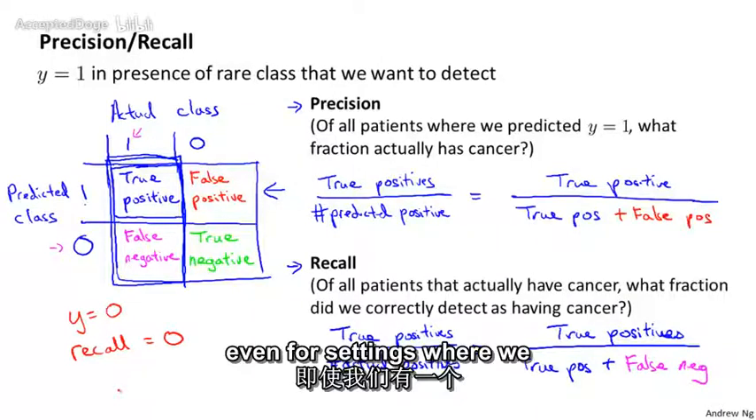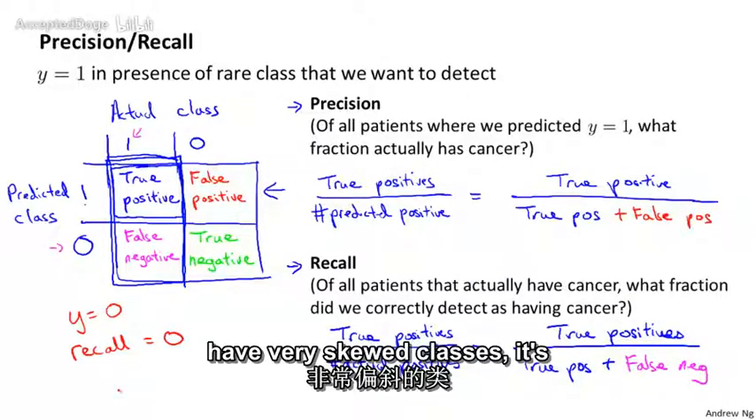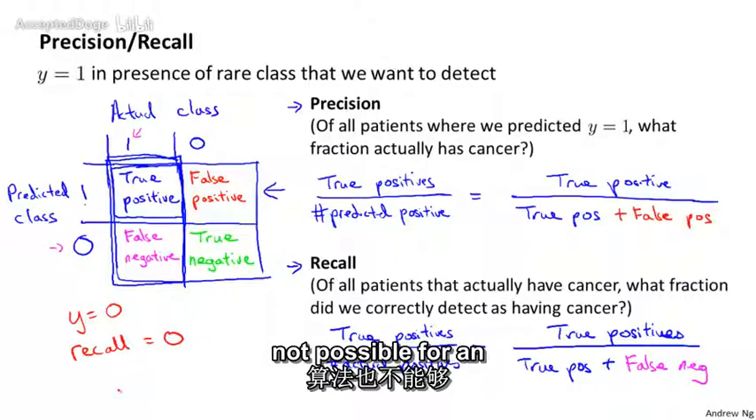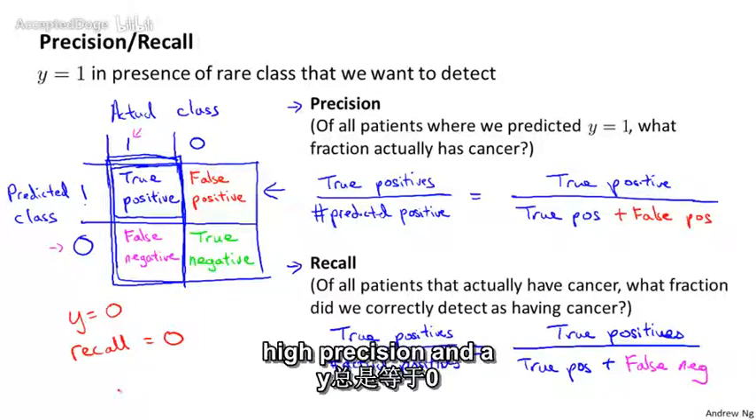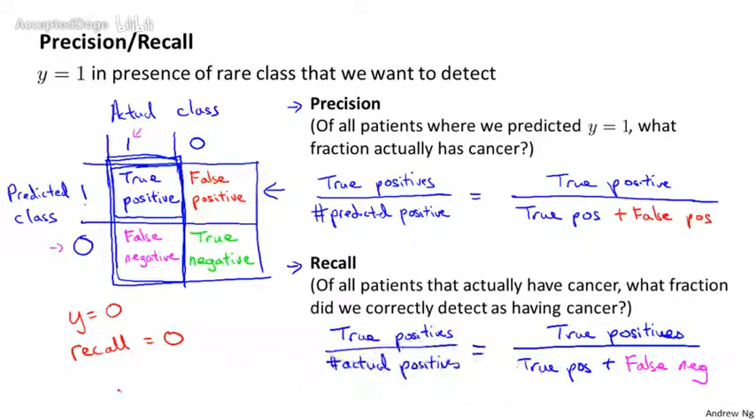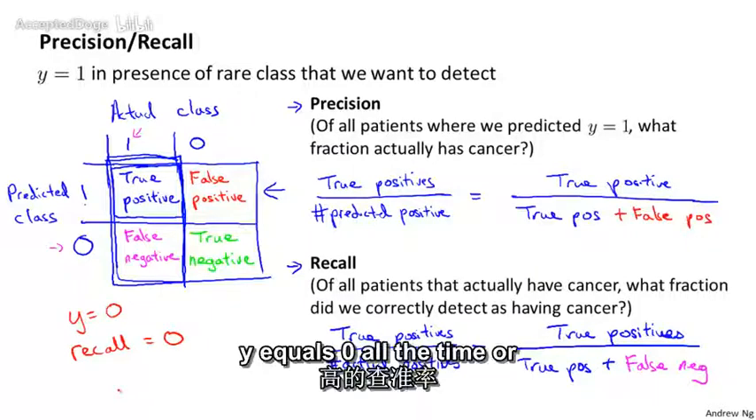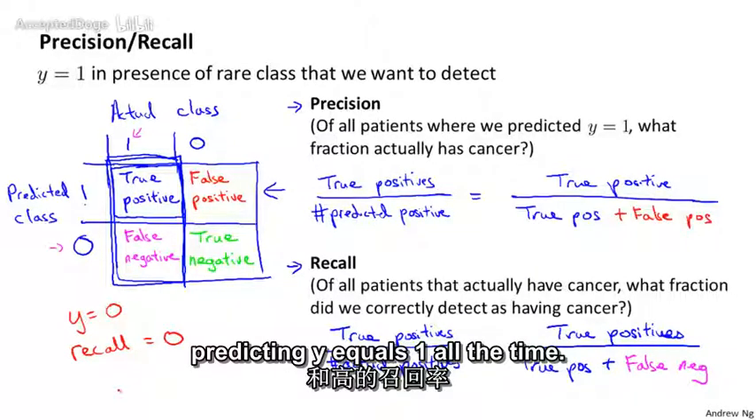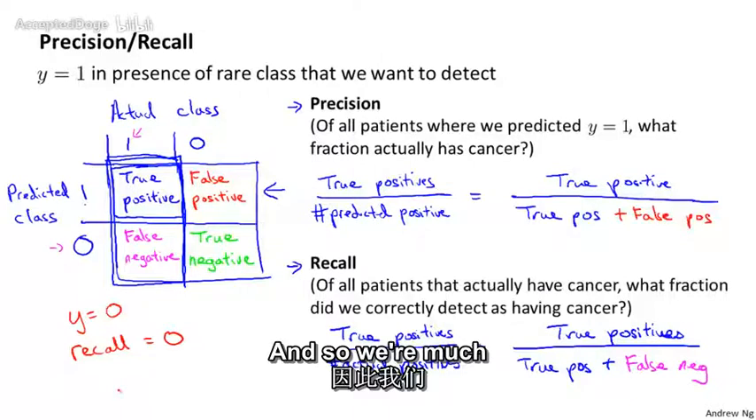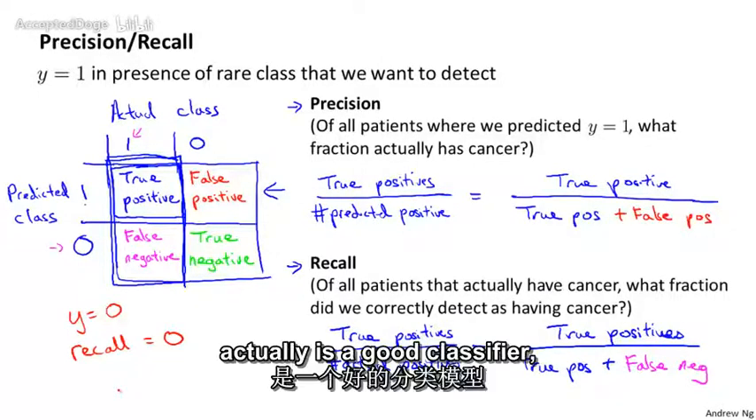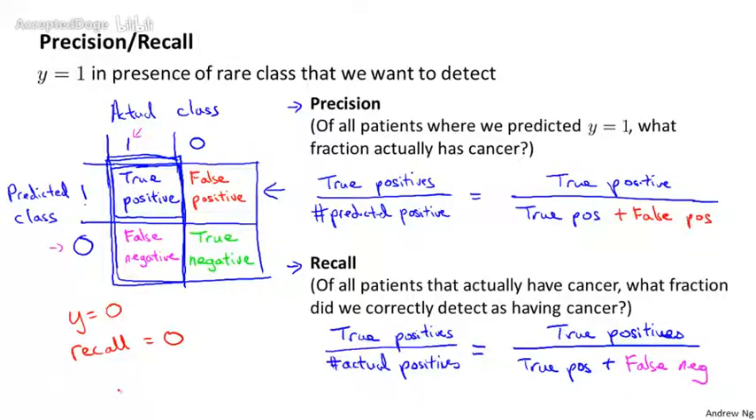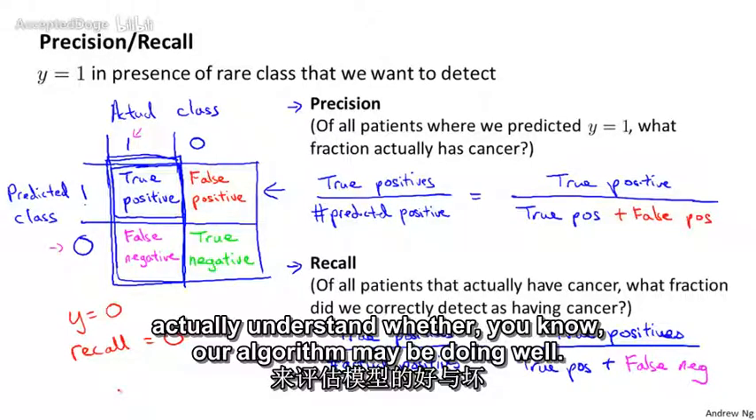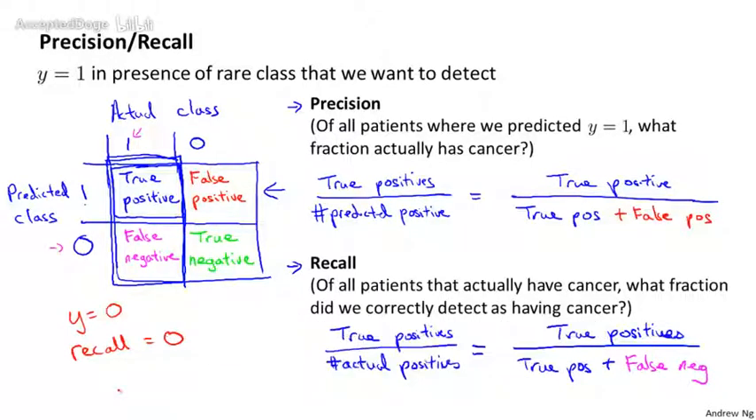And more generally, even for settings where we have very skewed classes, it is not possible for an algorithm to, quote, cheat and somehow get a very high precision and a very high recall by doing some simple thing like predicting y equals 0 all the time or predicting y equals 1 all the time. And so we're much more sure that a classifier with high precision and high recall actually is a good classifier, and this gives us a more useful evaluation metric. This is a more direct way to actually understand whether our algorithm may be doing well.